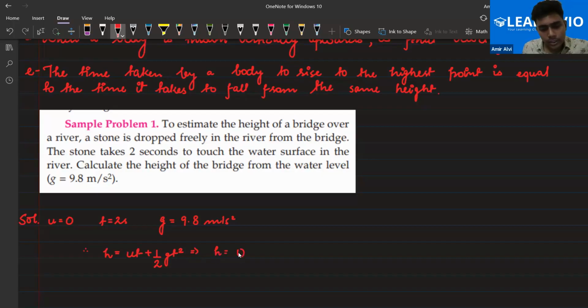h is u, which is 0, into t, that is 2, plus half into 9.8 into 2 into 2. This 2 will get cancelled. 9.8 into 2 is nothing but 19.6 meter, the height of the bridge. Right? This is the answer. Please do let me know. Yes, sir, done, sir. Okay, that's it.